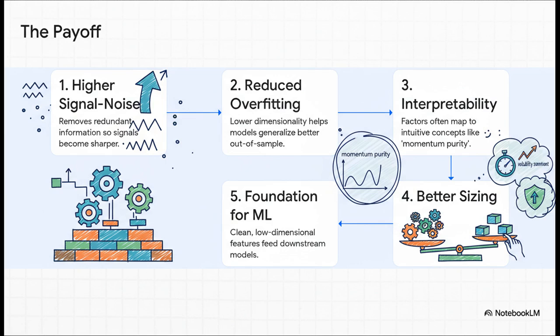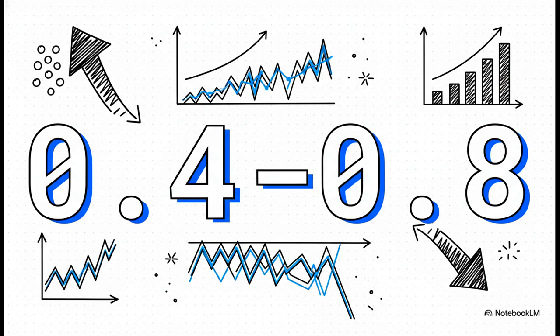Third, these new factors are often super interpretable. They can actually map to clear ideas, like pure momentum or risk-off sentiment. Fourth, your position sizing becomes so much cleaner and more accurate. And finally, you build an incredibly solid foundation for any more advanced machine learning models you want to use later on.